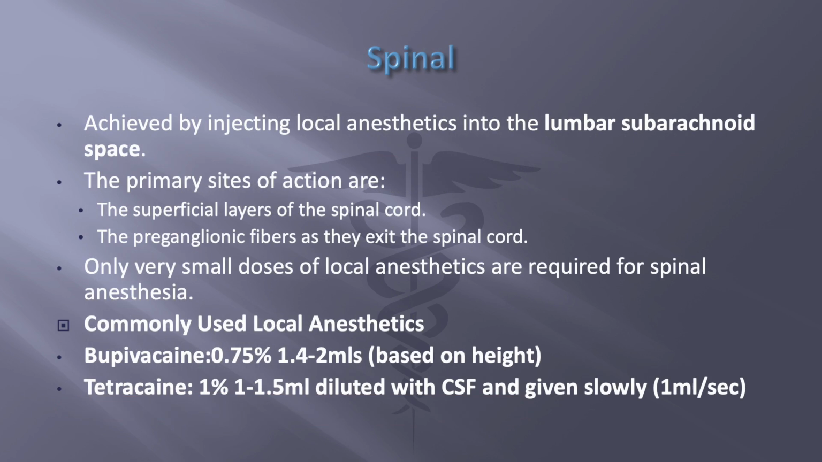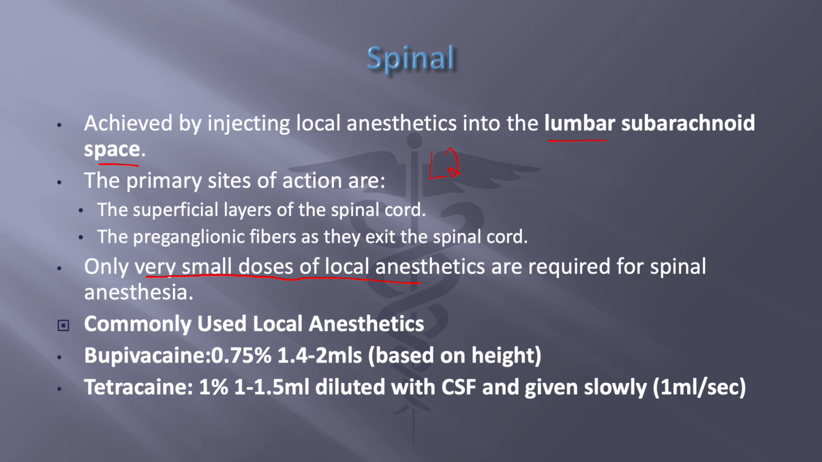We talk about spinal anesthesia. All right, so it's achieved by injecting local anesthetics into the lumbar subarachnoid space, so below L2, which is commonly where the adult spinal cord ends. Okay, so the primary sites of action are going to be the superficial layers of the spinal cord and the preganglionic fibers as they exit the spinal cord. So very, very small doses are required for these.